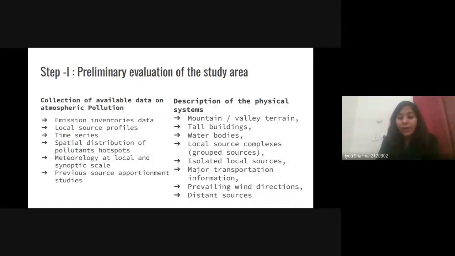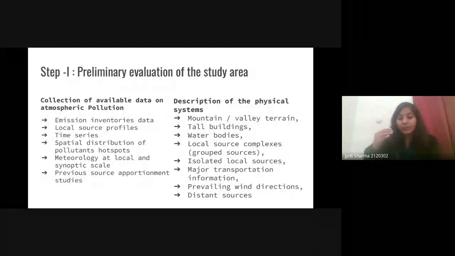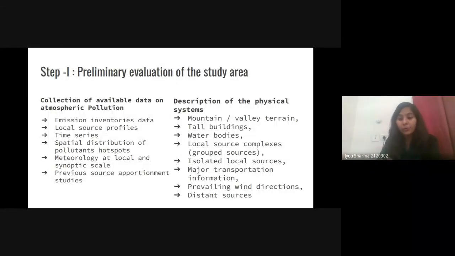Then if you have time series data, for example, CPCB is giving you hourly data of the air pollutant, how this air pollutant is changing with time. If you have such a data set, you will also consider it. Then the spatial distribution of the pollutant hotspots: where you have higher pollutant levels and where you have the lowest pollution levels.